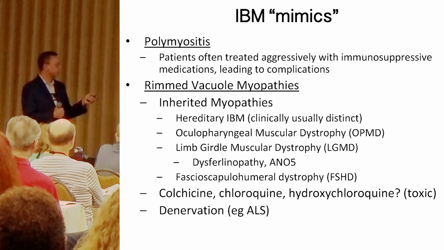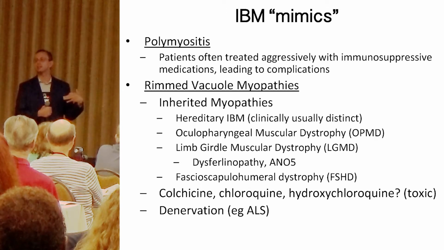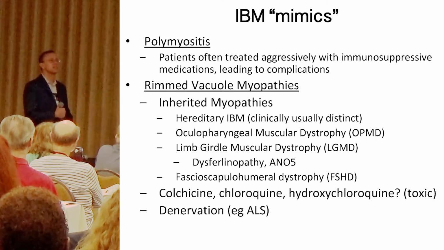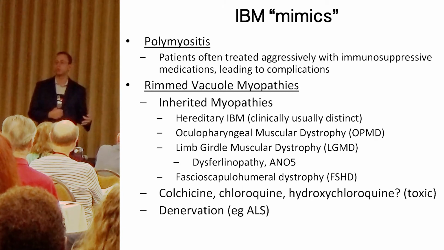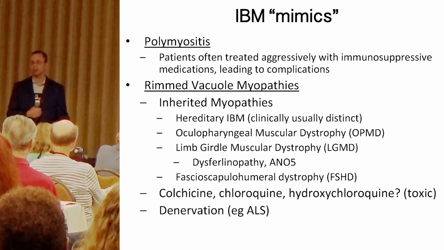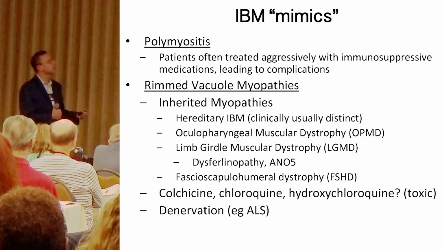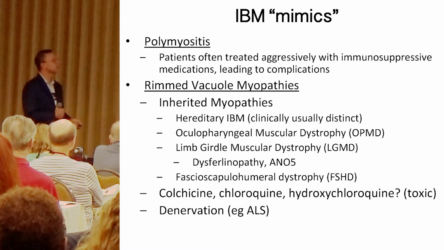And probably the most important reason why it's really important to make that distinction is that polymyositis patients are usually very responsive to immunosuppressive medications like steroids. In contrast, in IBM, usually immunosuppressive medications are not helpful.